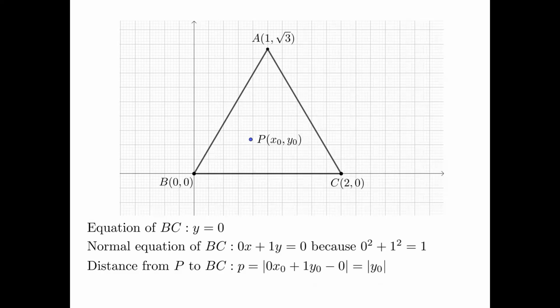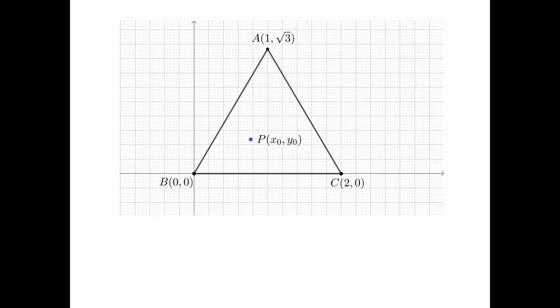The question is, can we remove the absolute value sign for y0? In this case, we already know one side of the line is positive, the other side is negative. And P is on the positive side. So the distance from P equals y0, which is positive. For this case, it's very easy to see.